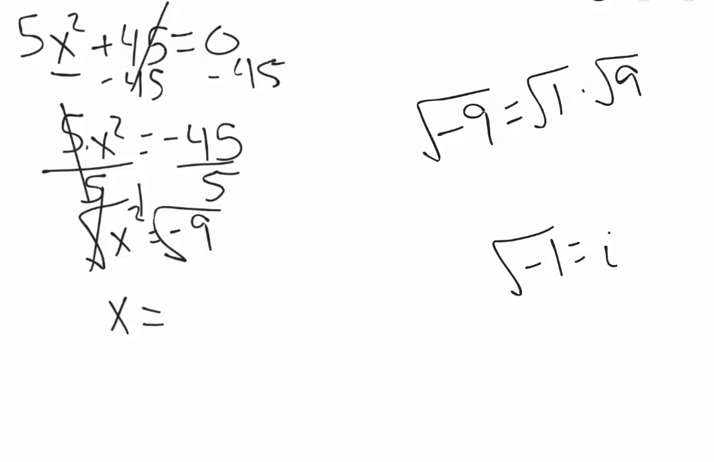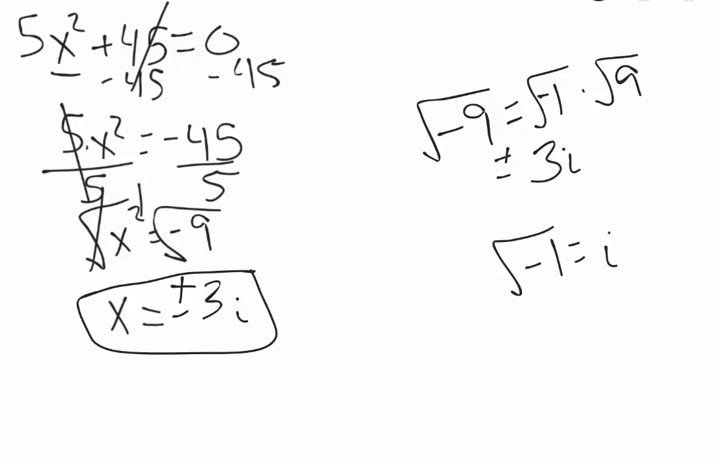Now we're able to take the square root of 9. The square root of 9 is actually a 3. Keep in mind it is a plus or minus 3, since 3 times 3 is 9 and negative 3 times negative 3 is 9. Also keep in mind that the square root of negative 1 is equal to an i. So really what we have here, the square root of negative 9, is equal to plus or minus 3i. And those two, a positive 3i and negative 3i, are our solutions for this problem.